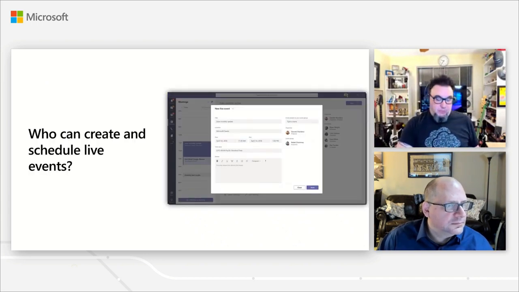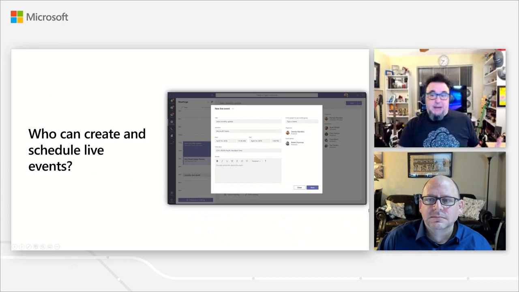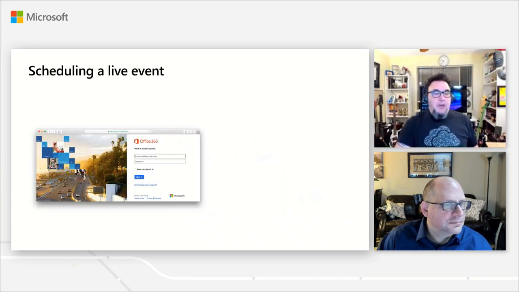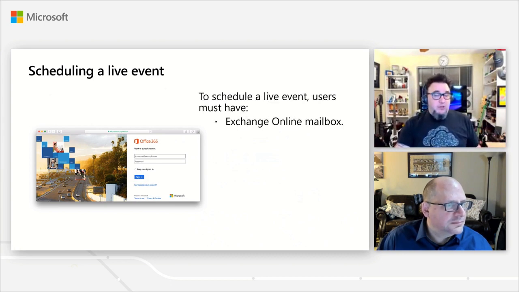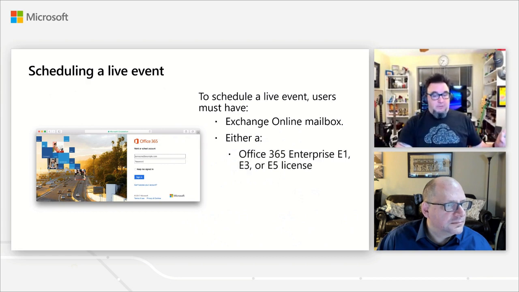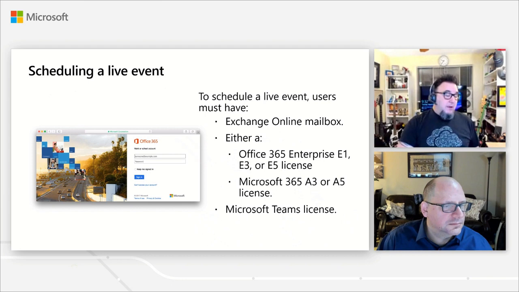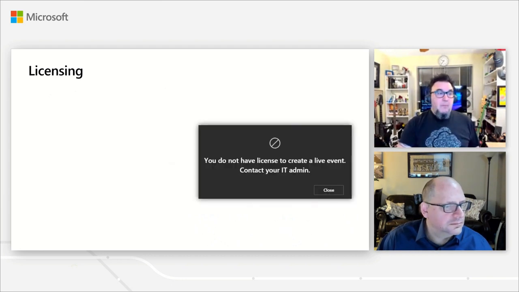So who can create and schedule live events? Well, just about anybody can. It's up to you to give folks that permission. You simply go to where it says create a meeting, hit the drop down, choose live event, and you're able to go. In order to do it, users must have an Exchange Online mailbox, either an Office 365 Enterprise E1, E3, or E5 license, A3 or A5 Microsoft 365, a Microsoft Teams license, and a Microsoft Stream license.